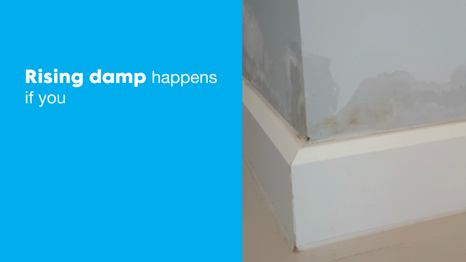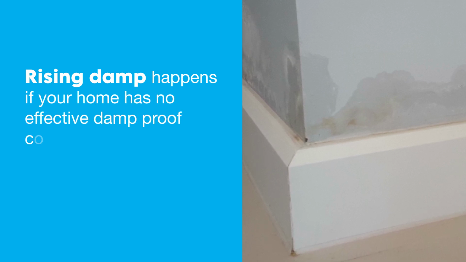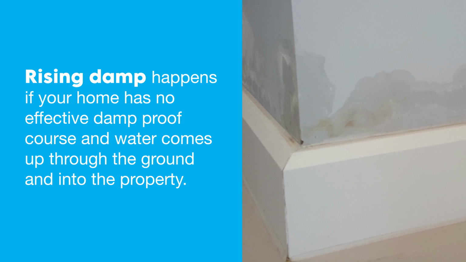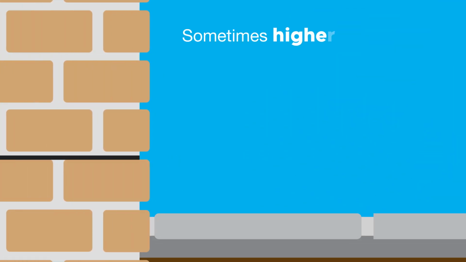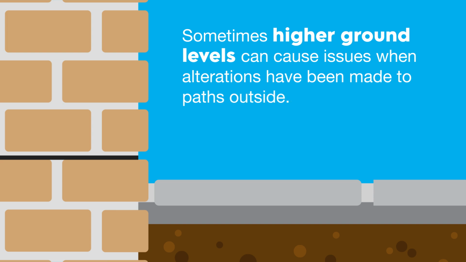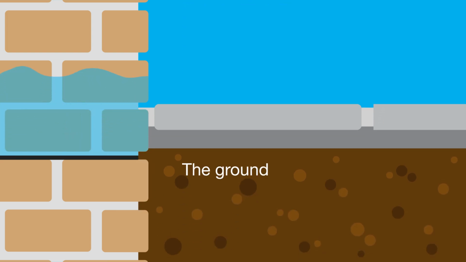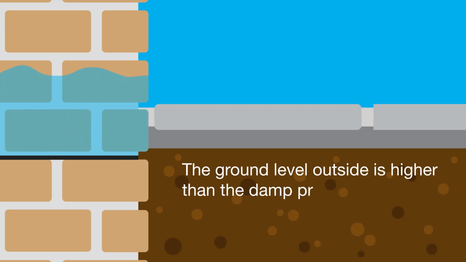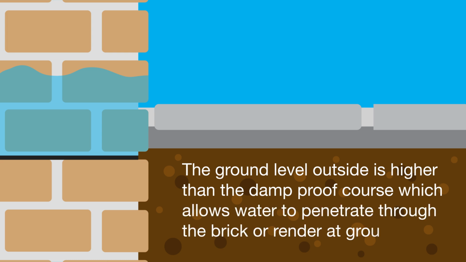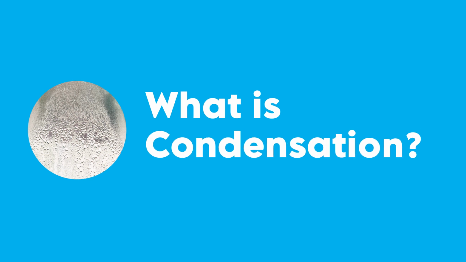Rising damp happens if your home has no effective damp-proof course, and water comes up through the ground and into the property. Sometimes higher ground levels can cause issues when alterations have been made to paths outside. The ground level outside is higher than the damp-proof course, which allows water to penetrate through the brick or render at ground level. What is condensation?